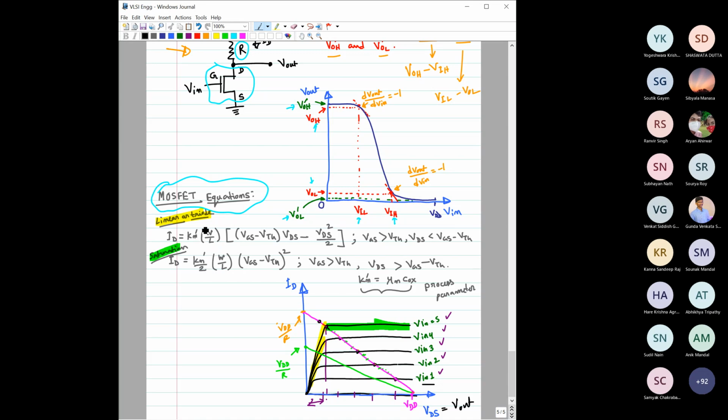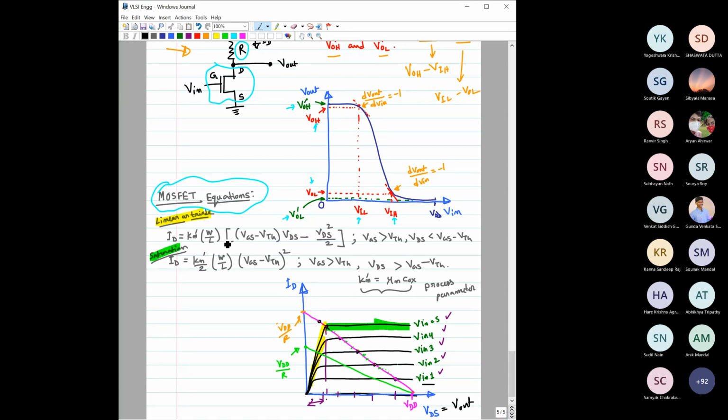And this Kn term, you know, Kn is nothing but mu n Cox. Mu n is the mobility of electron because it is an n-channel MOSFET, and Cox is the gate capacitance per unit area. So this is Kn dash, and this is the process parameter, okay? Because if you fix the process, then this parameter is going to be fixed. It is not going to change.